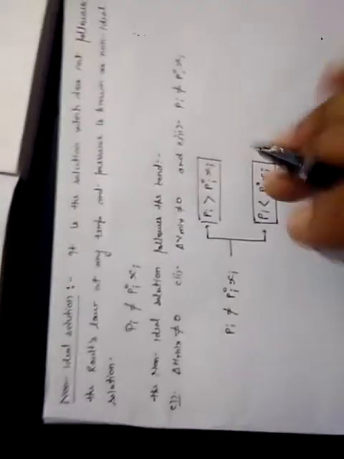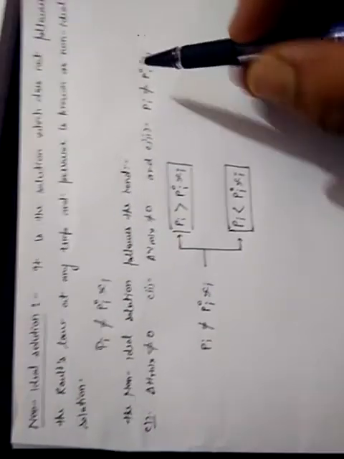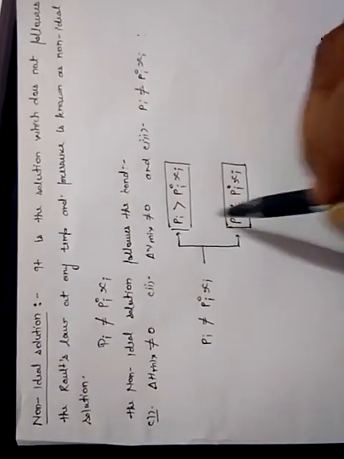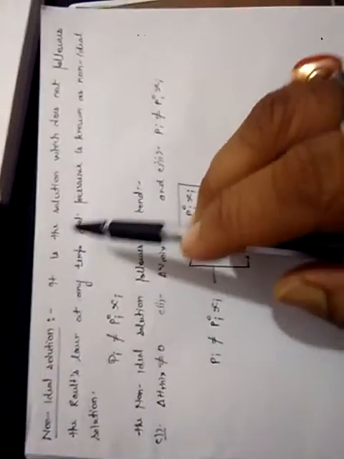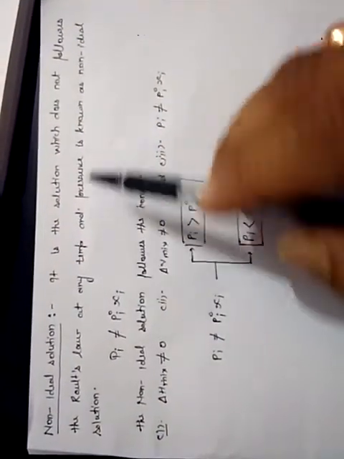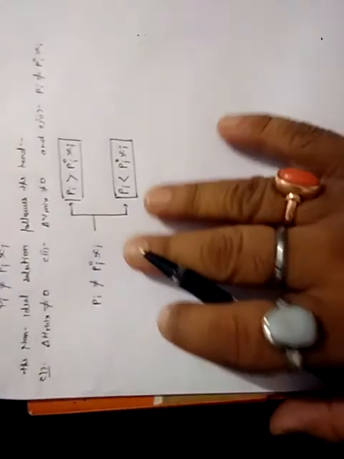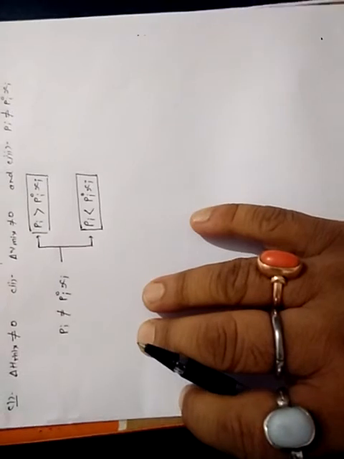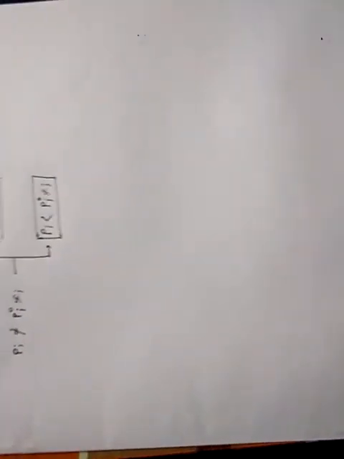So according to the condition of Raoult's law, the non-ideal solution is divided into two types. Non-ideal solutions are those solutions which do not follow Raoult's law at any temperature and pressure. Here we discussed ideal and non-ideal solutions in detail. After this video, we will discuss the positive and negative deviation from Raoult's law, the types of non-ideal solution. Thank you.